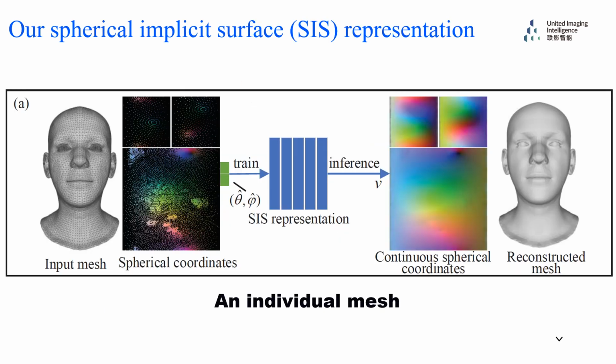For an individual mesh, we can map the mesh into the spherical coordinates theta and phi, and then we train an MLP model to map each spherical coordinate to the vertex xyz. After the MLP model is trained, we can sample the spherical coordinates continuously, and then we can reconstruct the mesh surface continuously.